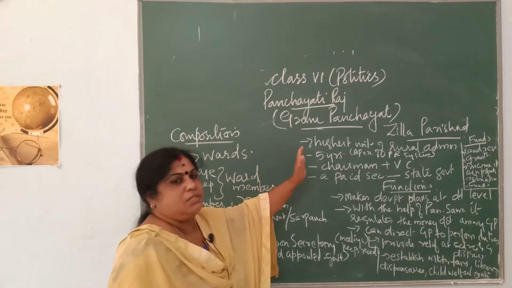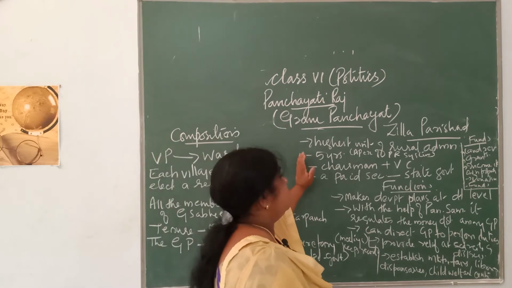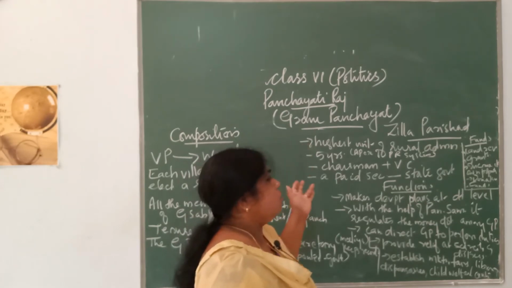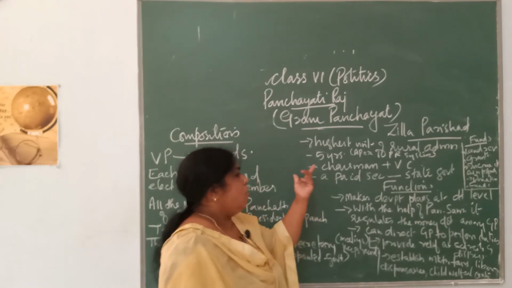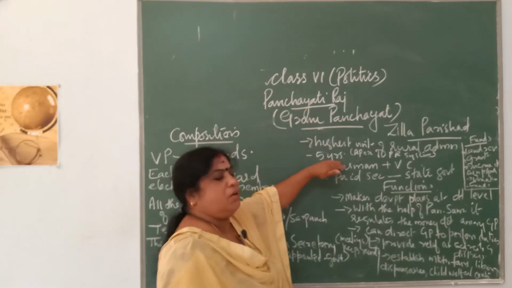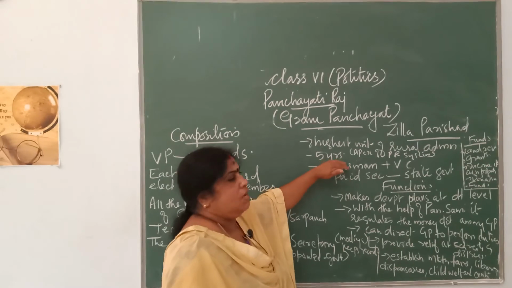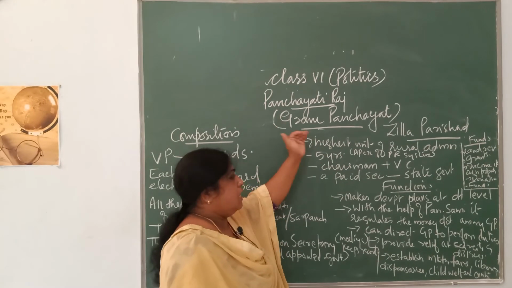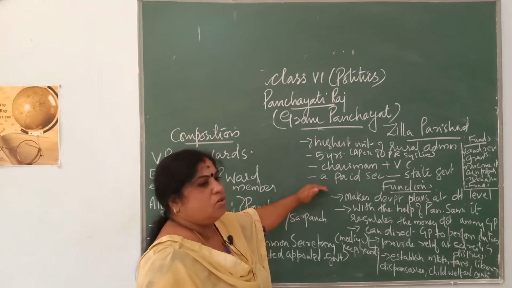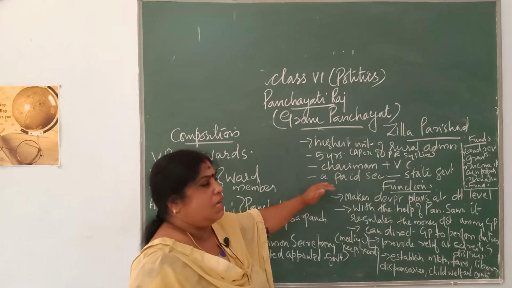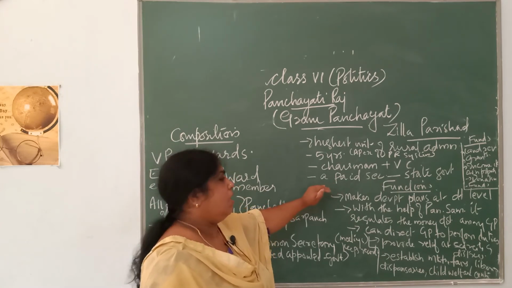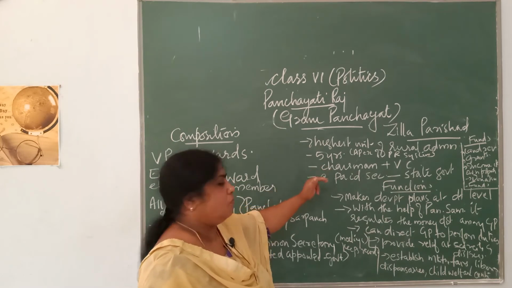Now next is the last body of the Panchayati Raj system, which is called the Jilla Parishad. The Jilla Parishad is the highest unit of rural administration, the apex of the Panchayati Raj system. It is also elected for a period of 5 years. The Jilla Parishad has a chairman plus a vice chairman. Here also you can find a paid secretary, who is appointed by the state government and looks after the administration of the Jilla Parishad.